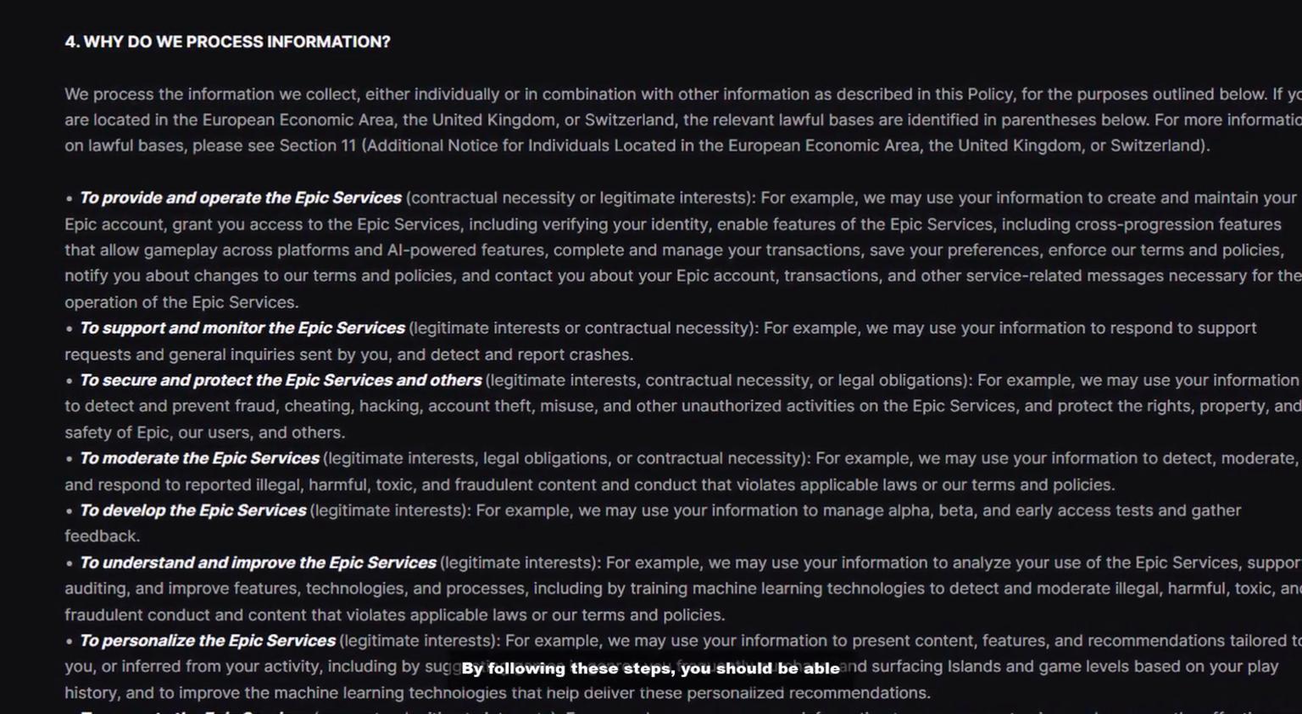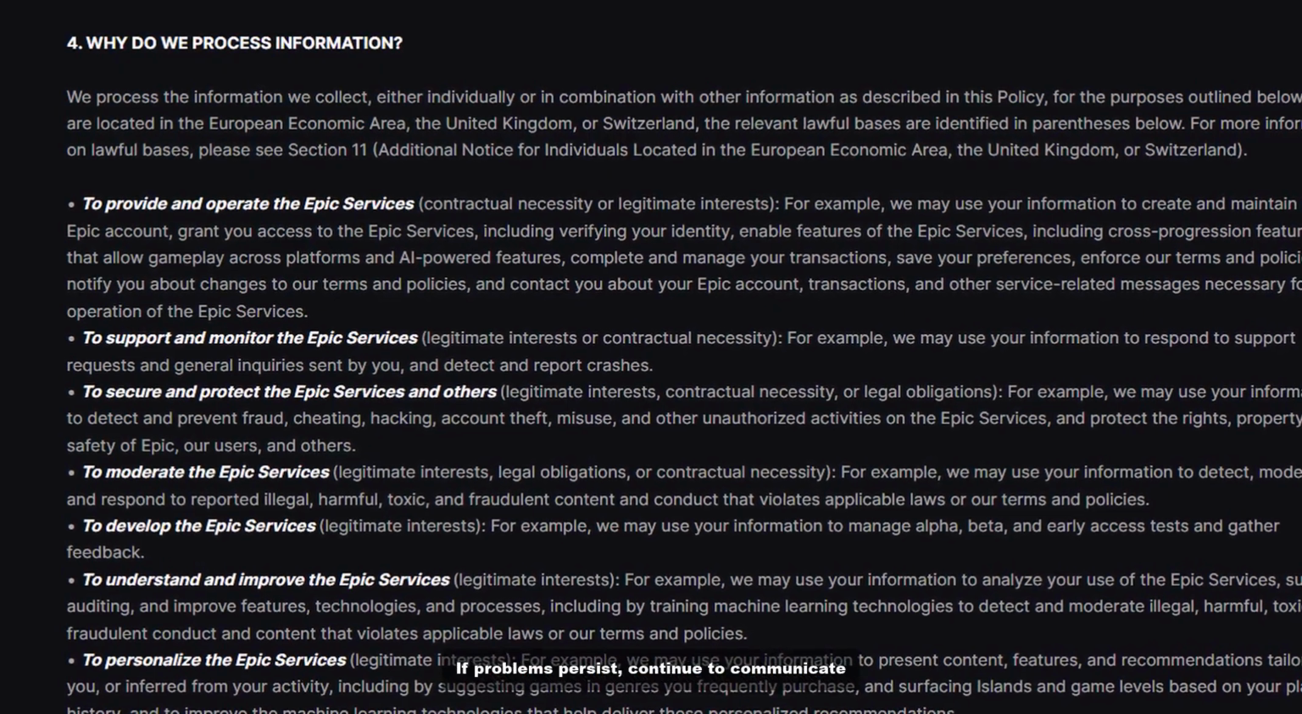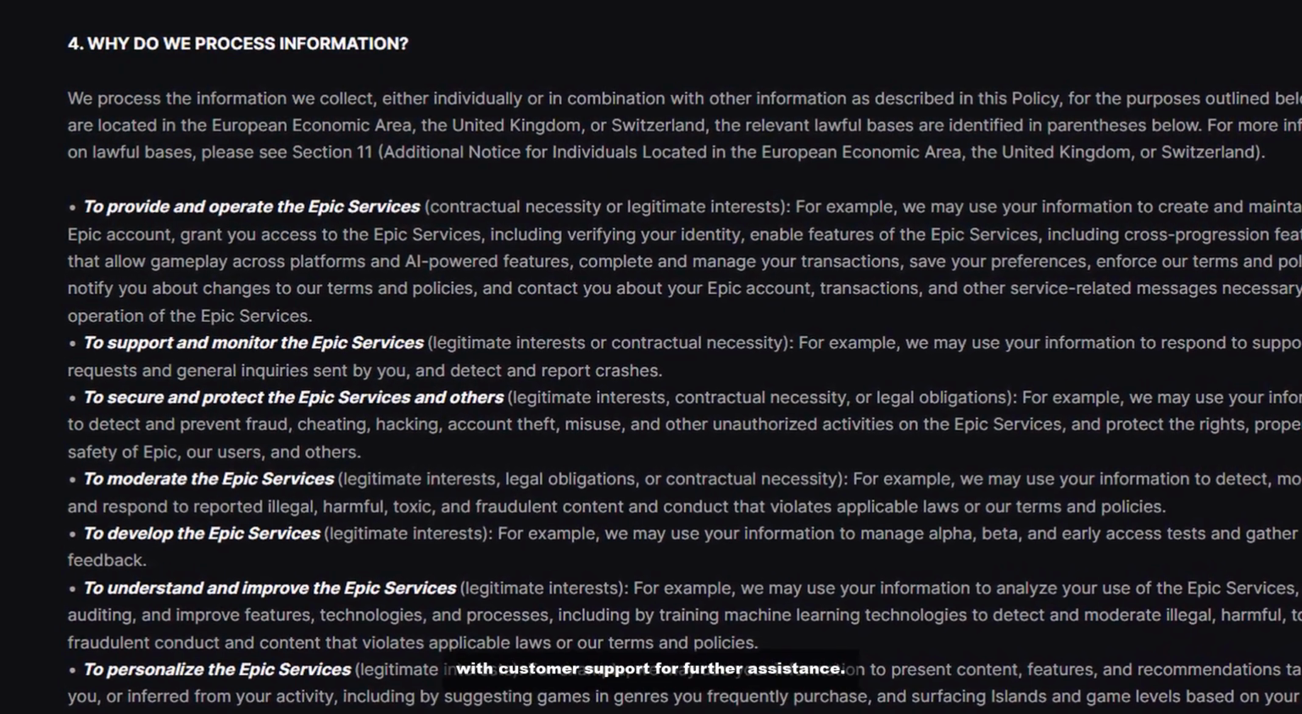By following these steps, you should be able to resolve any billing issues on Epic Games. If problems persist, continue to communicate with customer support for further assistance.